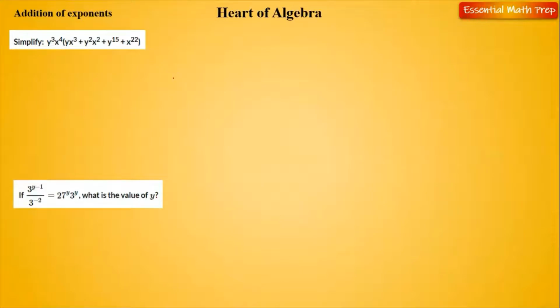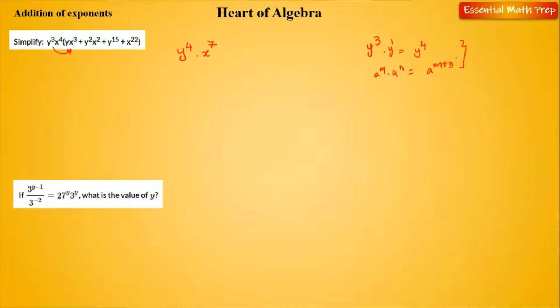Okay. Y cubed times x power 4 times yx cubed plus y squared x squared. I mean, you have a lot of terms. I'm not going to read them. So go ahead and first multiply the term on the outside with every term that's inside the bracket. So if you multiply y cubed times x power 4 with yx cubed, then you get y power 4 times x power 7, right? Think about it, right? Y cubed times y is same as a power m times a power n is a power m plus n. This is same as 1, so it's y power 4.